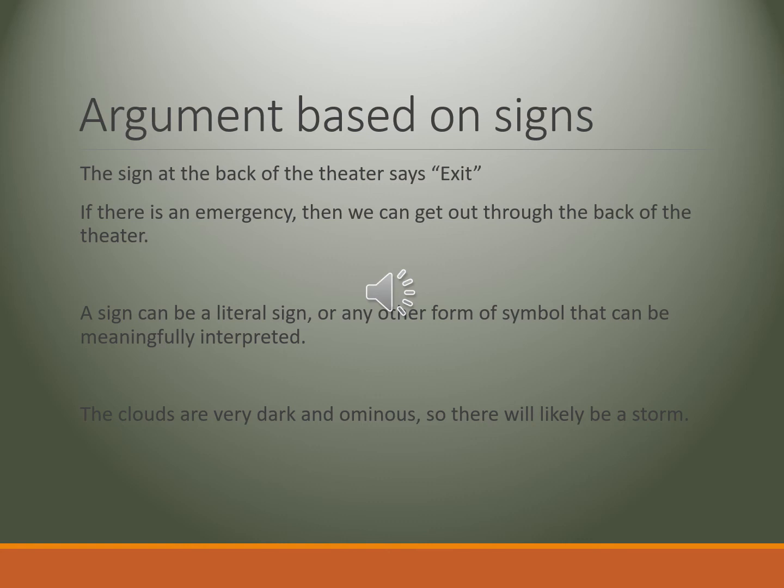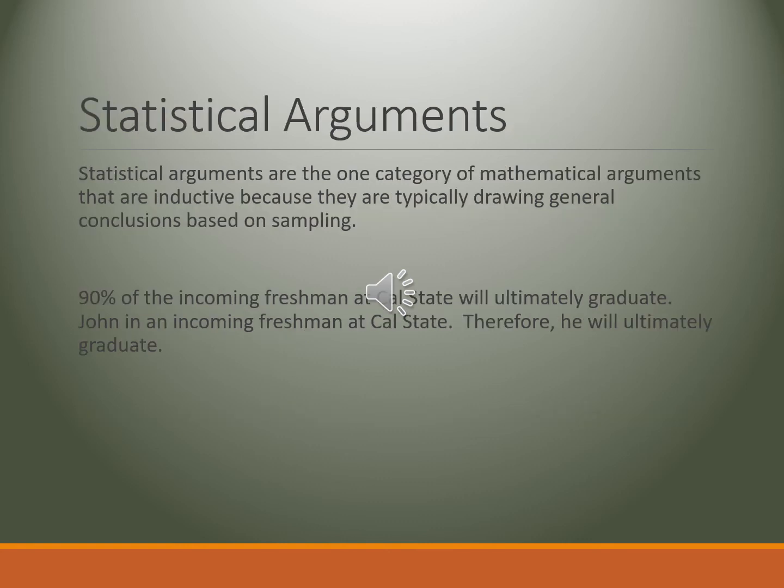We could also interpret as a sign anything that can be meaningfully interpreted. For example, the sky getting very dark and ominous as clouds are building up can be interpreted as a natural sign that a storm will occur. And this is an example I've talked about previously. It's probably going to be a storm given those markers or signs, but not necessarily the case. So an argument based on signs, whether literal or more extensively interpreted, is always going to be an inductive argument.